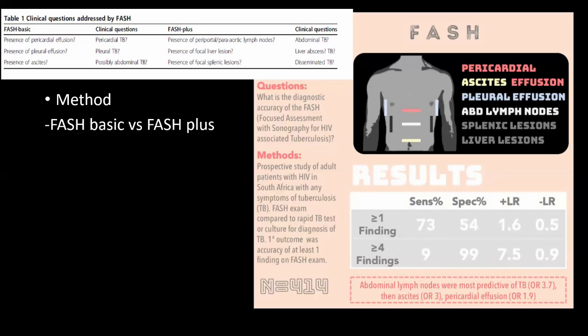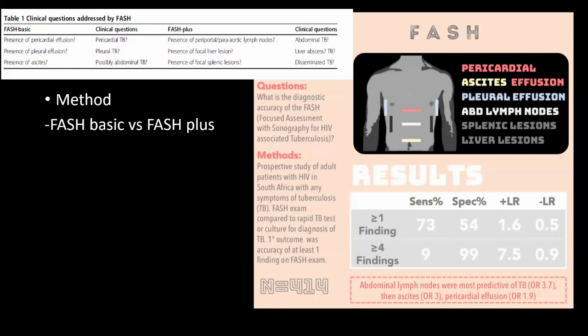And then the FASH plus is a 6-probe exam, and you're looking for additional findings. So you're looking for enlarged lymph nodes and then liver lesions and microabscesses in the spleen. These findings are a little bit more difficult to recognize, but we need to try to visualize them as the FASH plus is more superior.